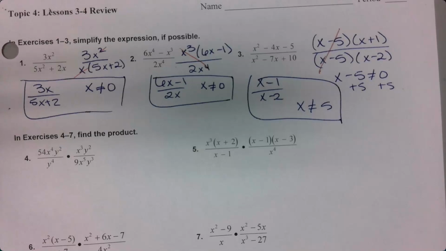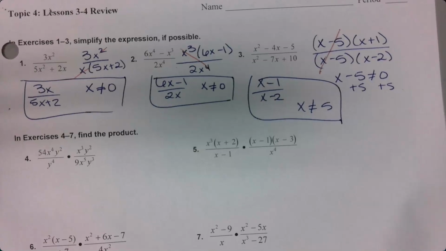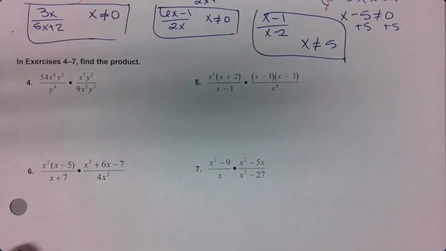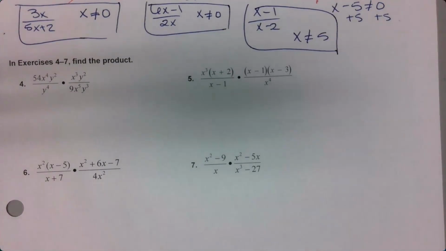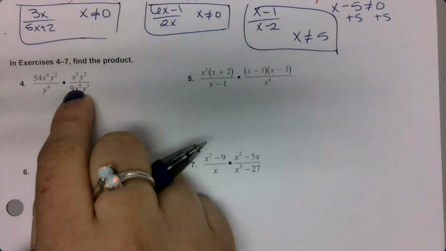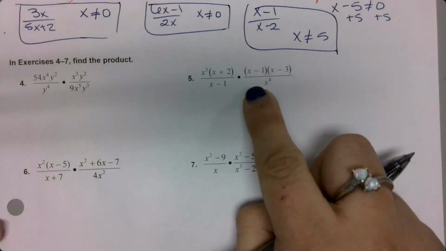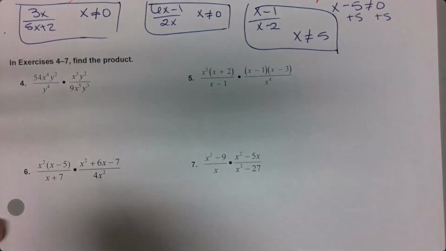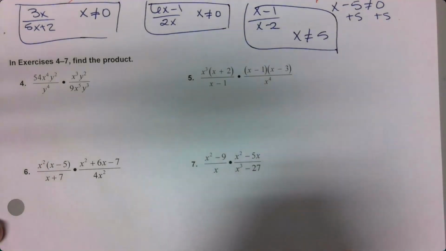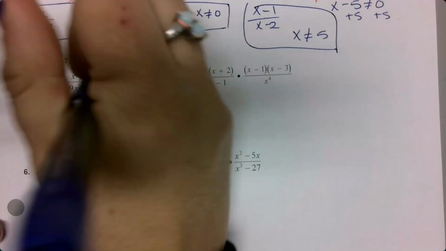Same idea in 4 through 7, except I'm multiplying as well. So on these ones, I can either cancel out before I multiply across, or I can multiply across and cancel out. Typically, if I just have variables, I can do either way. If I have factored expressions, I'll want to cancel out first. So over here, I am actually just going to multiply straight across.